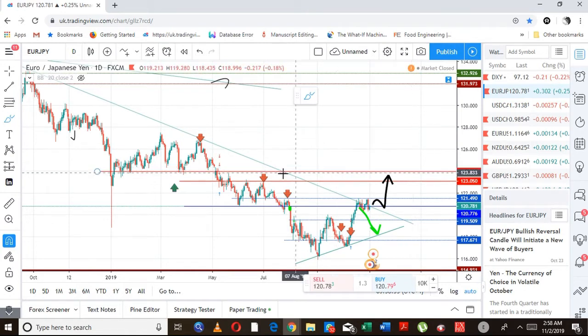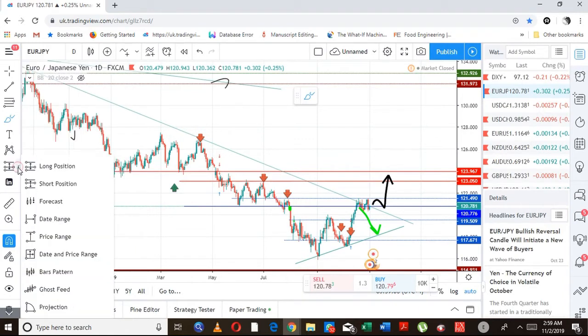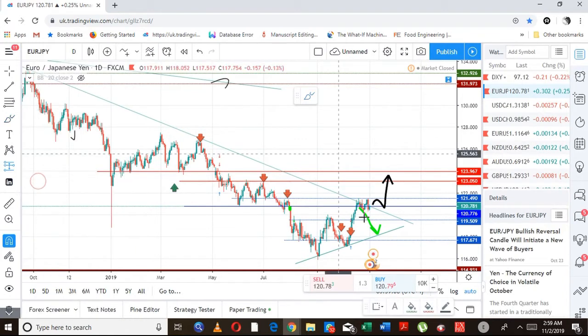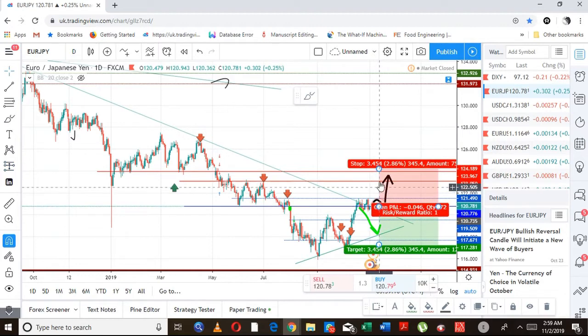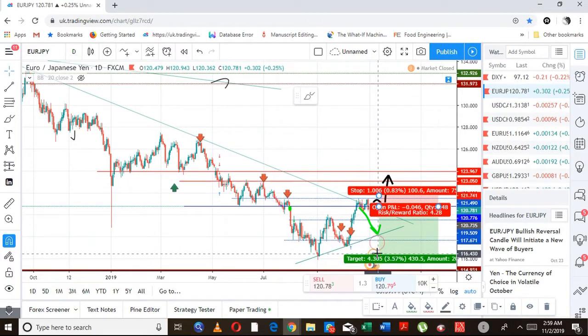The Euro JPY still holds such an interesting selling opportunity based on the technicals. We are on a very strong downward trend, I would say a bearish market for the Euro JPY. Hence, we are looking for short positions on the Euro JPY all the way down there.